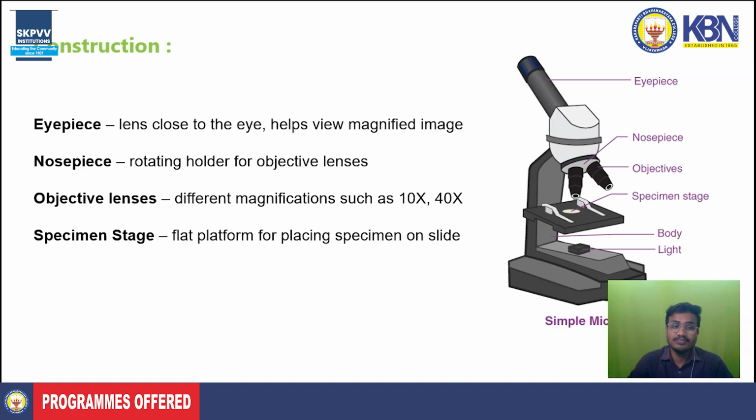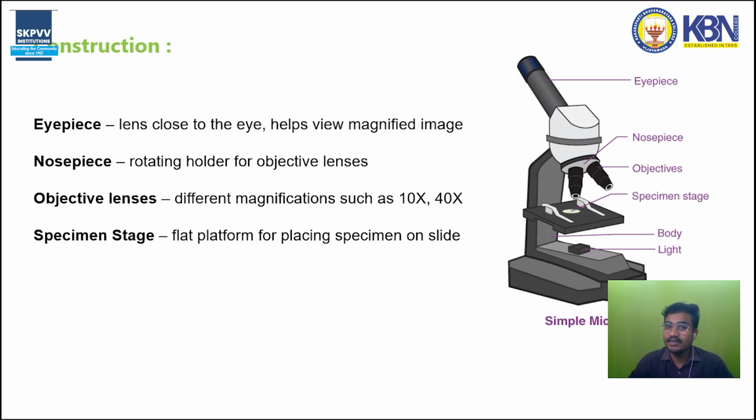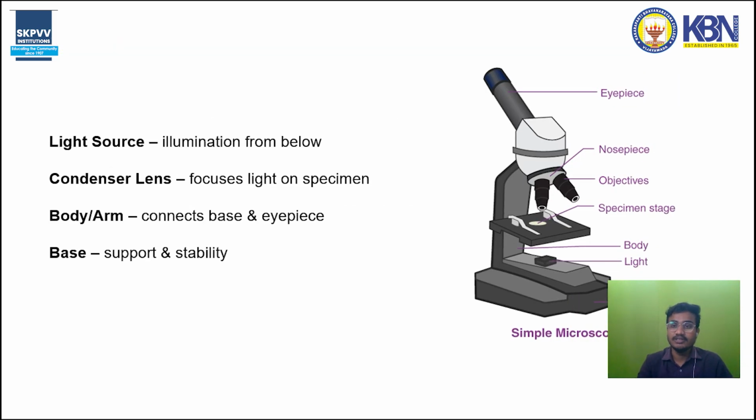The third part is the objective lenses, which come in different magnifying powers, like 10 times, 40 times, 30 times. Depending upon the magnifying power we need, we use different objective lenses. The fourth one is the specimen stage, the stage where we place the specimen, which is seen through the eyepiece. Coming to the fifth part, we have a light source.